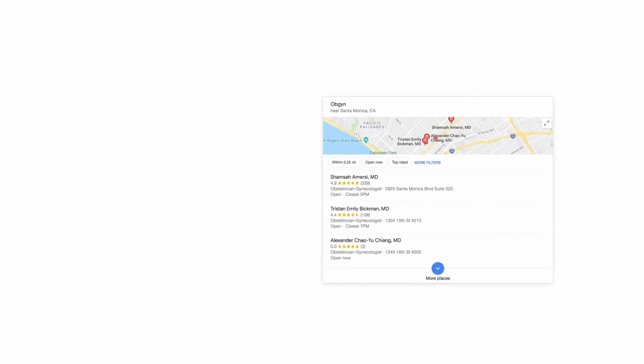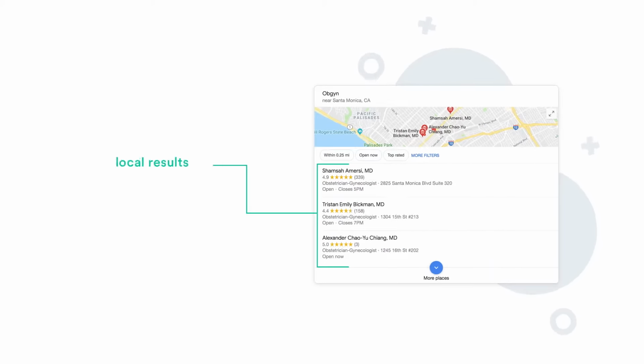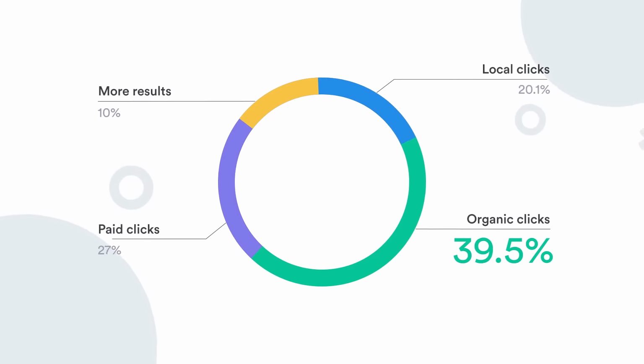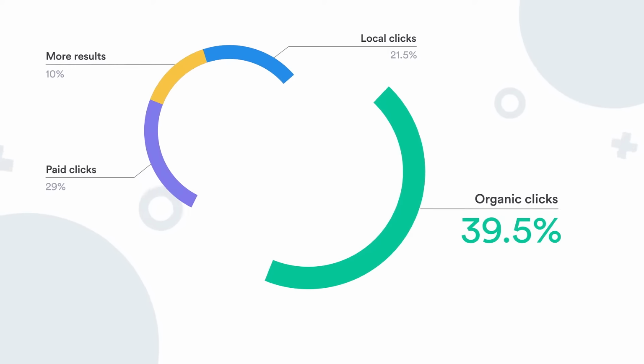The local pack consists of the top organic local search results on Google. Patients most often refer to this when choosing providers online. Organic results receive almost 40% of the clicks, according to a recent study by Moz.